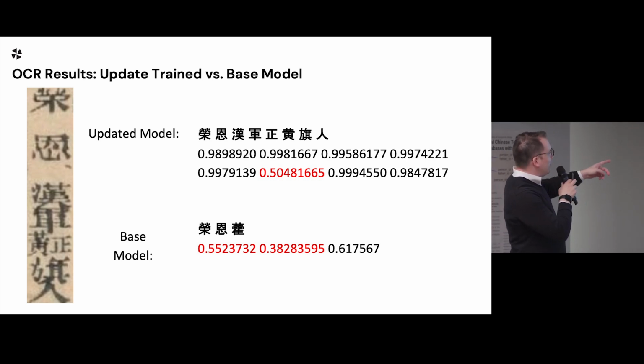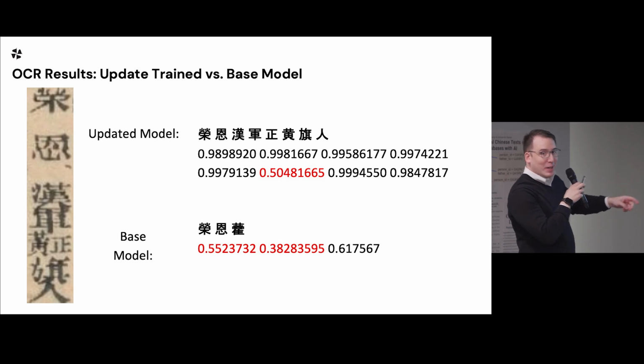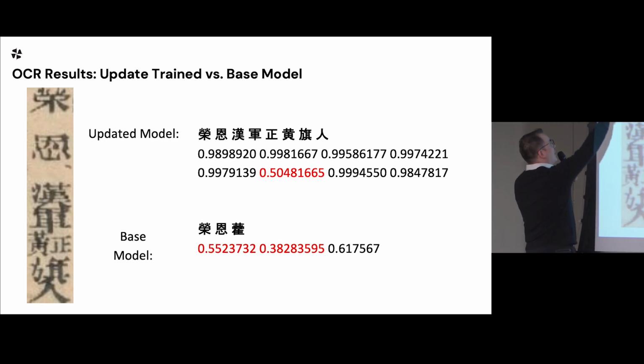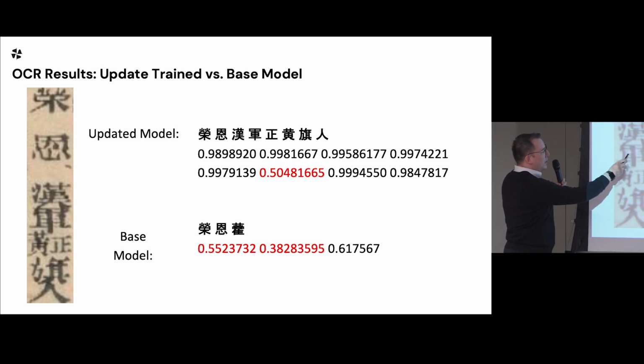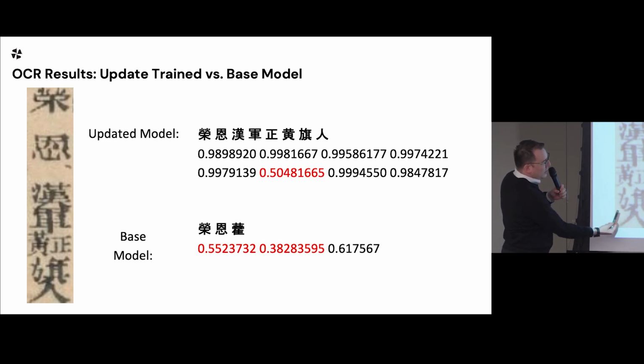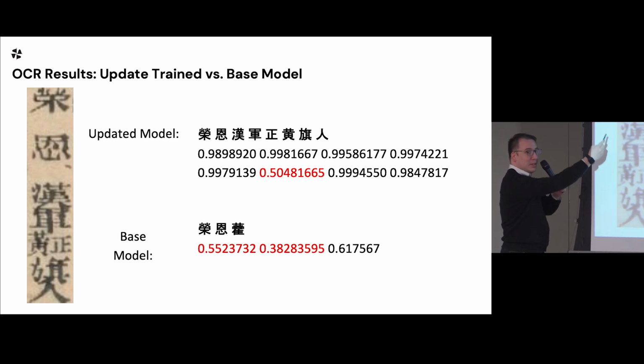It's Rong'en Hanjun Zhenghuang Qiren, right? And so how it reads is this way. Hanjun, and then Zhenghuang Qiren. So you see there's actually a mini column here, but then everything else is big font.